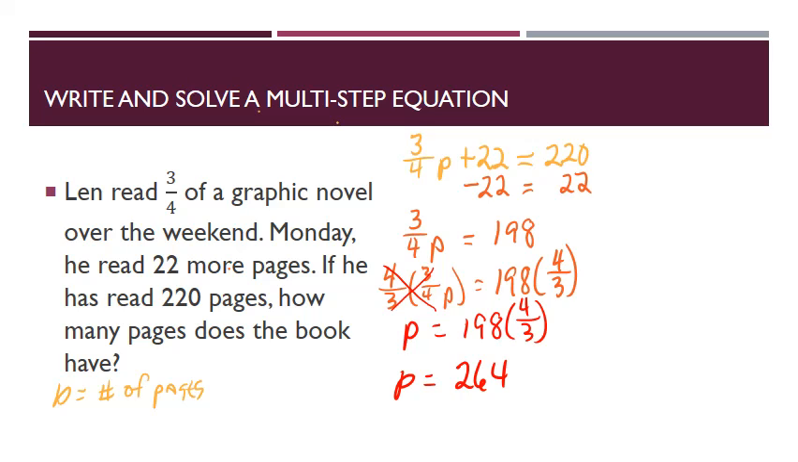So he starts with 264. He reads 3/4 of those in one day. Let's take 264 times 3/4. What does that equal? That would be 198, plus 22, 220 pages read. We've got a total number of pages in the book, Shazam, of 264. We've got to do some thinking on some of these word problems. That's why we love to do them, because it makes us think.